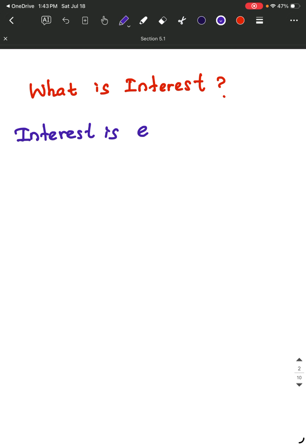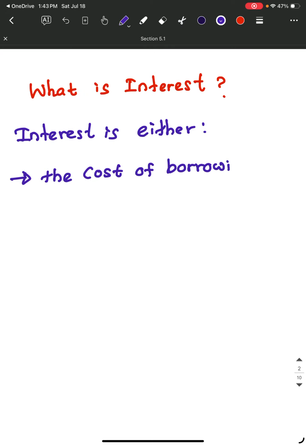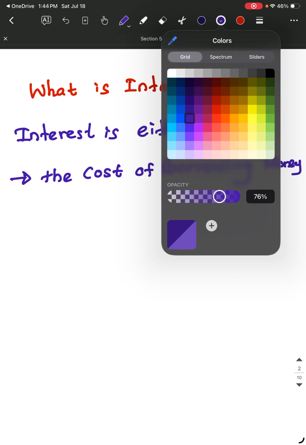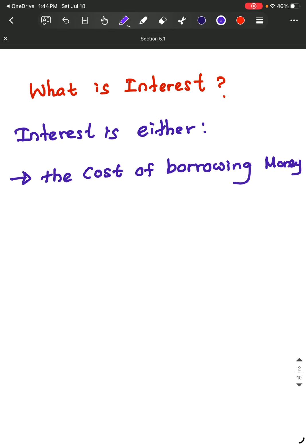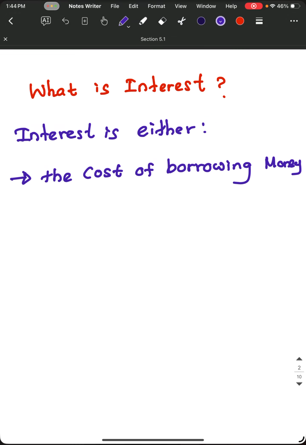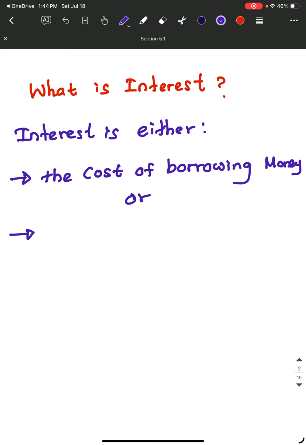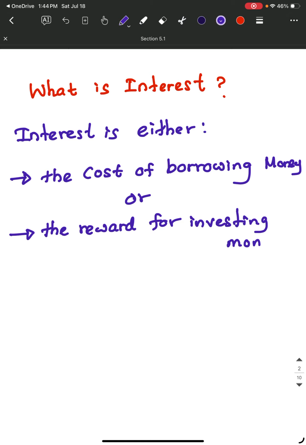Interest is either the cost of borrowing money or the reward for investing money, right? So let's think about two situations.